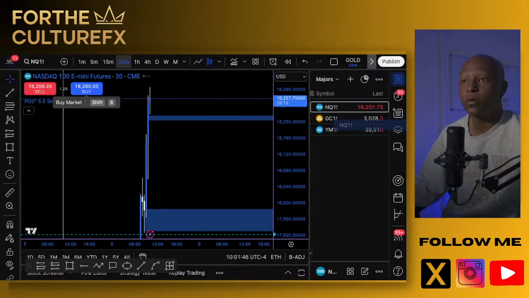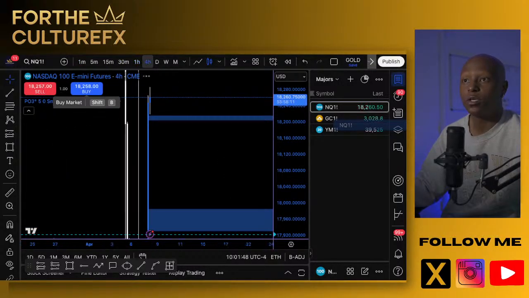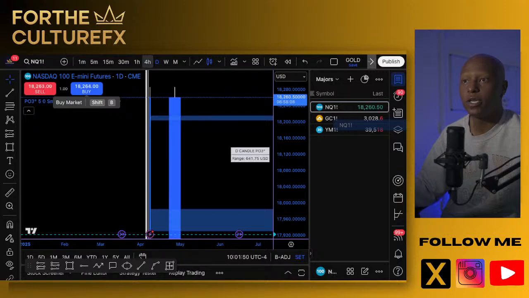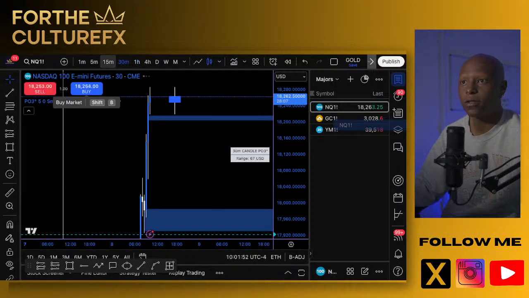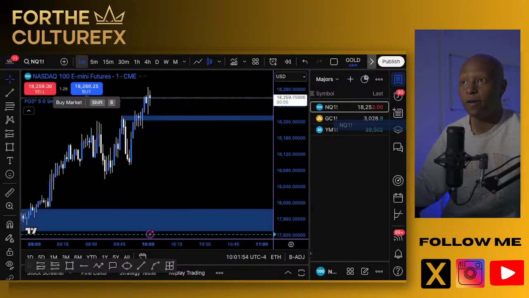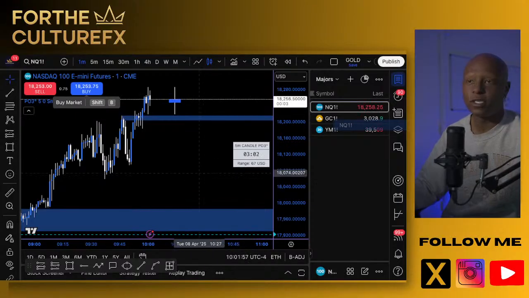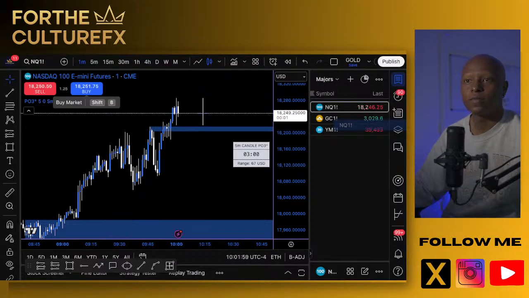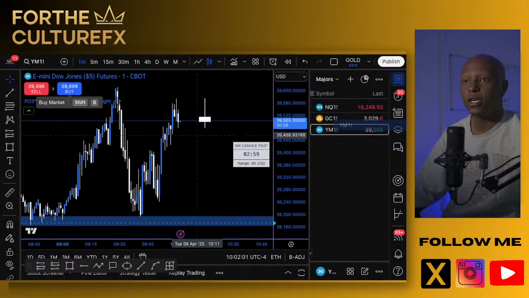NQ, let's see, likewise of NQ. No, NQ is just bullish on all time frames here. So we're bullish on daily, 4 hour, 1 hour, 30, 15, 5 minute. Like we're bullish on all time frames on the NQ. So price is still in a bullish market structure.